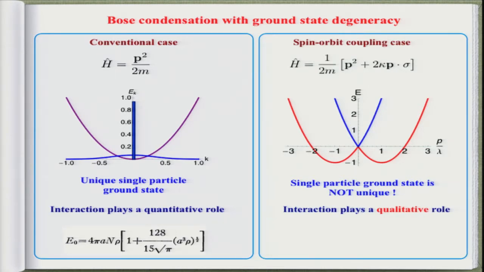Okay? Now, if you have another situation, for example, if you turn on a spin-orbit coupling, then the single particle ground state has degeneracy. It's not at zero momentum anymore. Okay? Now, if you have degeneracy, the question is, what will the bosons condense into, right? It will have some frustration. Like an example, if a human has lots of choices or opportunities, you'll be frustrated, don't know what to choose. Now this is the same situation. If a boson has a degenerate single particle ground state, then it needs to make a choice of what state it will condense into. And then in that case, the interaction will play a qualitative role instead of a quantitative role.